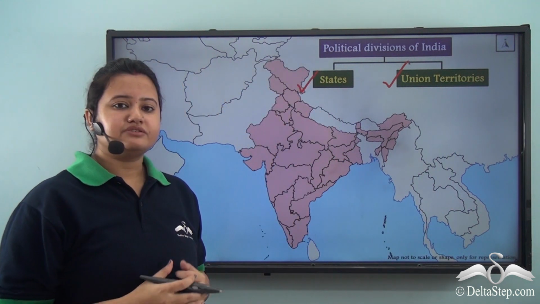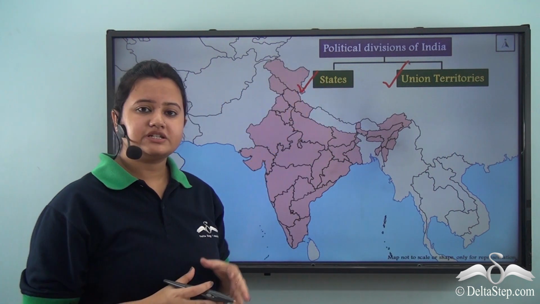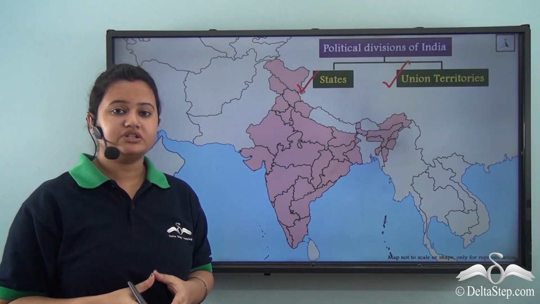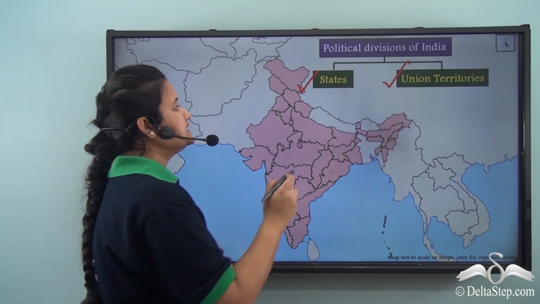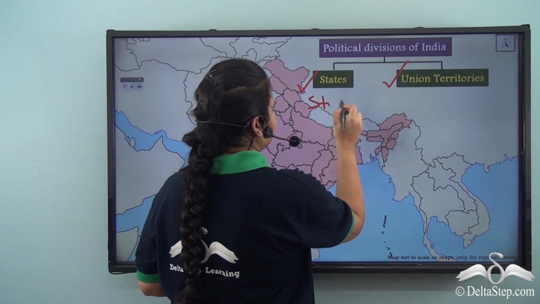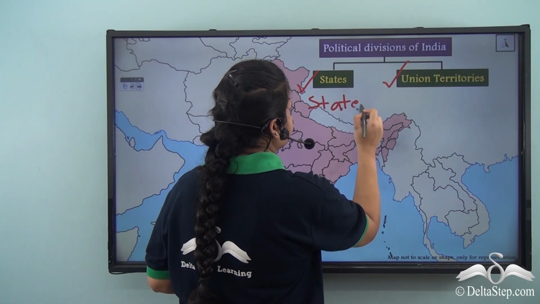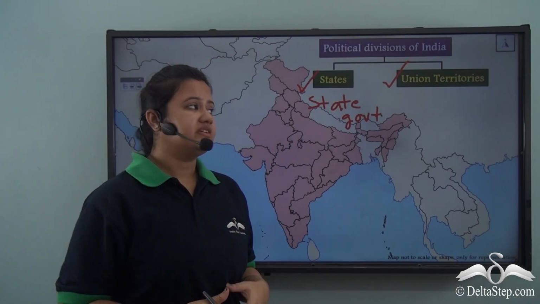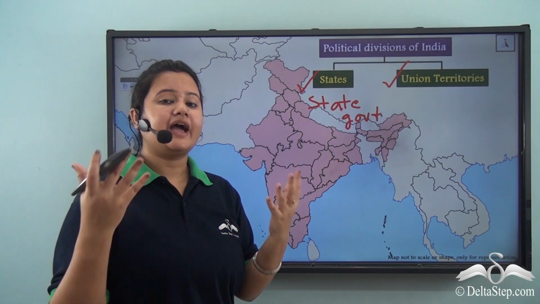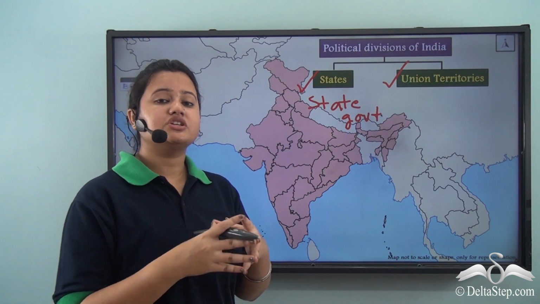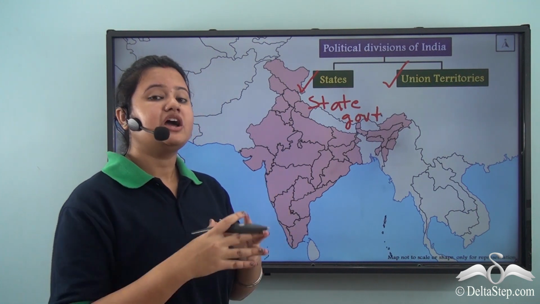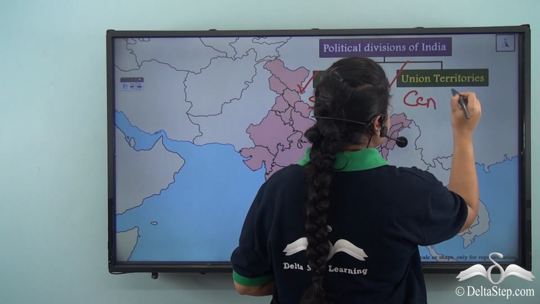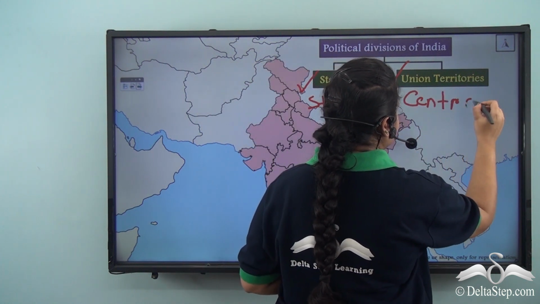Now, what is the difference between states and union territories? Well, a state is an administrative unit which has its own state government. Whereas a union territory is an administrative unit which does not have its own government, rather it is ruled by the union government or the central government of India.